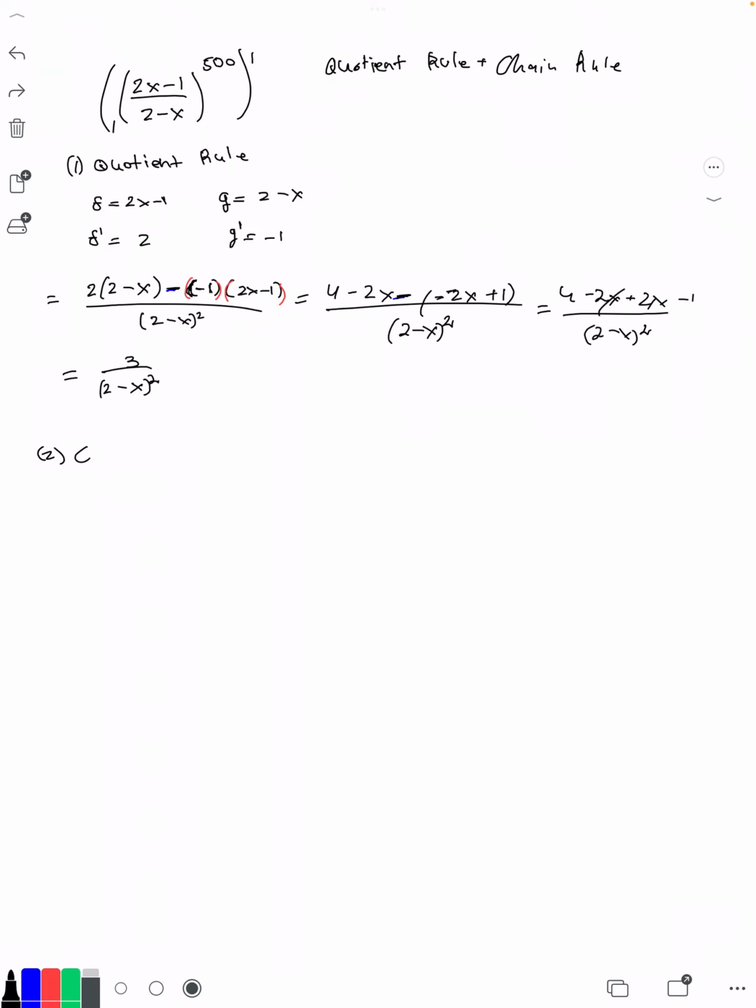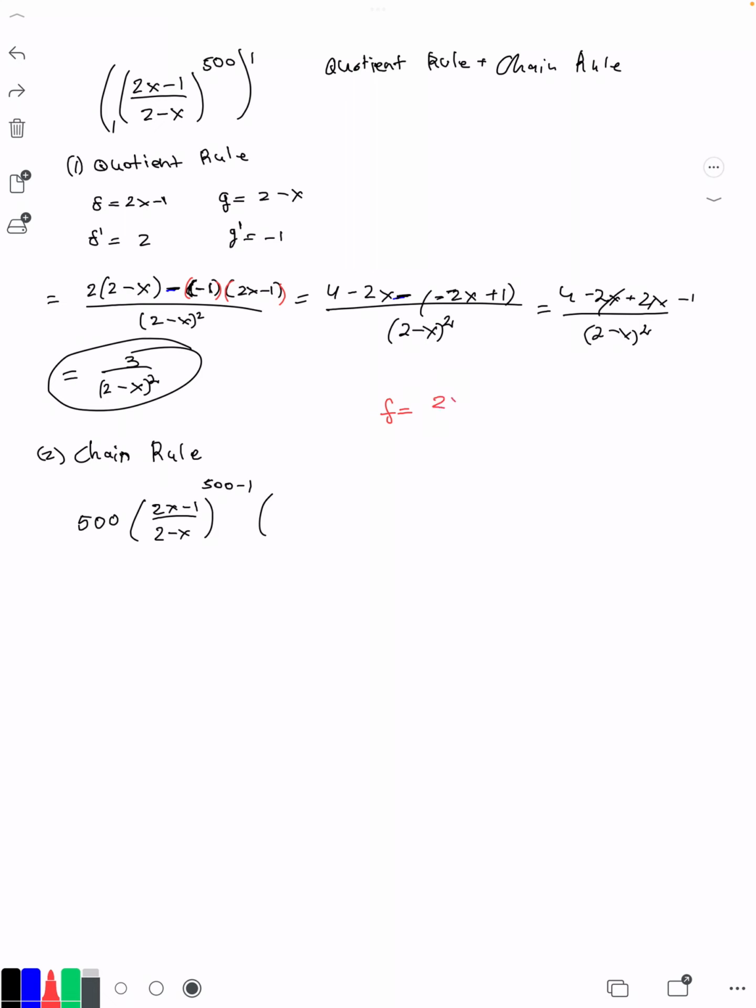So now we can do the chain rule. So we're gonna take 500 out. We copy the inside, copy f, so 2x minus 1 divided by 2 minus x. And then the power is decreased by 1, so 500 minus 1. And all of this is being multiplied by what we just got from the quotient rule, since that's the derivative of the inside.